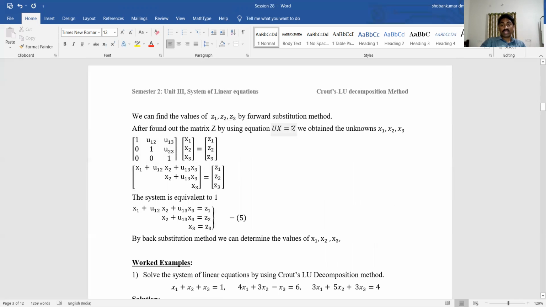Then we use Ux is equal to Z. You should remember Ux is equal to Z, where X1, X2, X3 are the unknowns. Here Z is known. We can expand it and equate the corresponding elements in the right hand side. We get three equations, and by back substitution, we get X1, X2, X3. This process of finding the unknowns is known as Crout's LU decomposition.